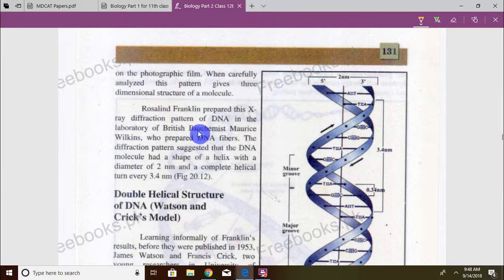And he prepared this in the laboratory of British biochemist Maurice Wilkins, who prepared DNA fibers. The diffraction pattern suggested that the DNA molecule has the shape of a helix, has a diameter of 2 nanometers, and a complete helical turn every 3.4 nanometers. So very important, the diameter of the DNA molecule is how much? It's 2 nanometers, and the length of one turn is 3.4 nanometers.